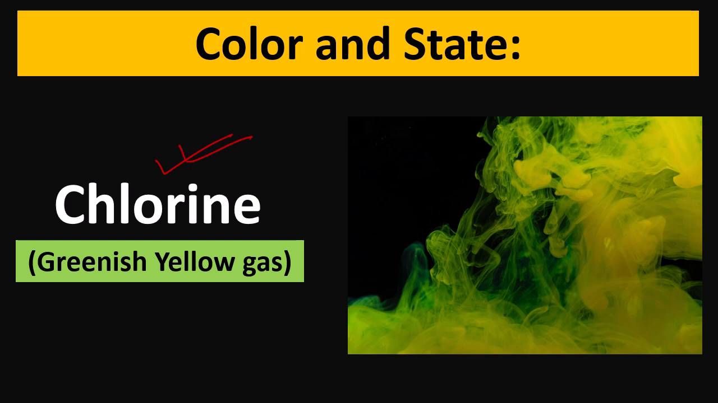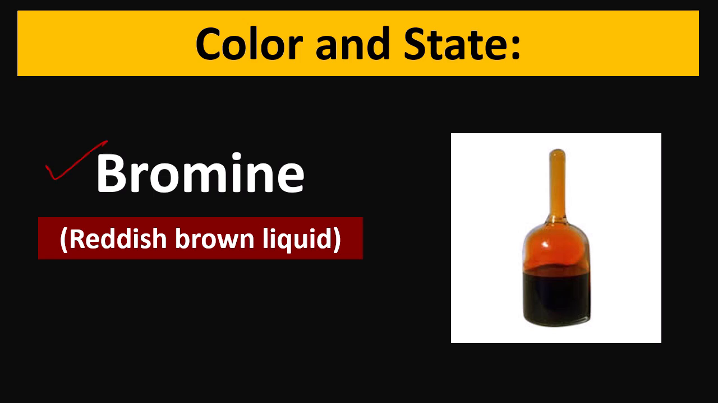Chlorine also exists in gaseous state at room temperature, and it is a greenish yellow gas, as you can see in the picture. It is also very, very poisonous, very toxic to our body and even to the environment. Bromine is a reddish brown liquid, as you can see in the picture.